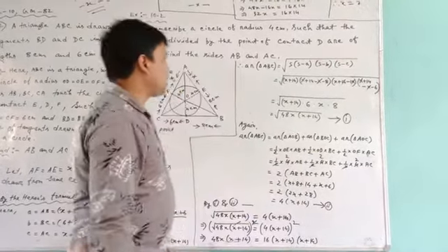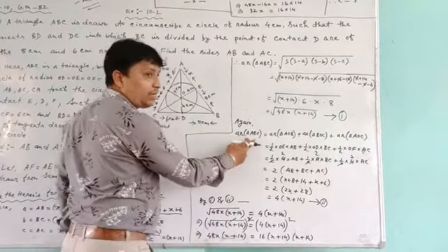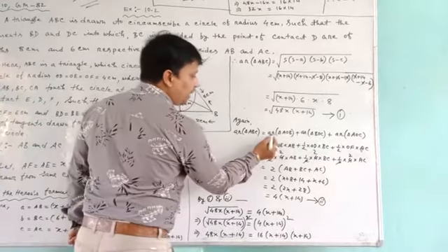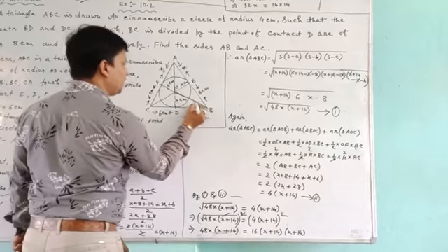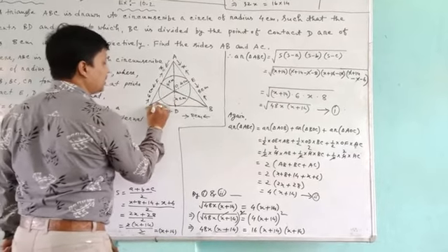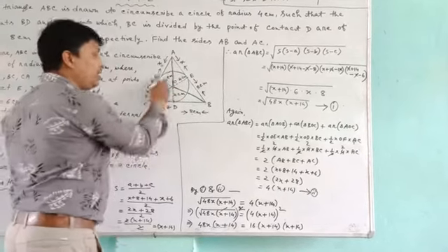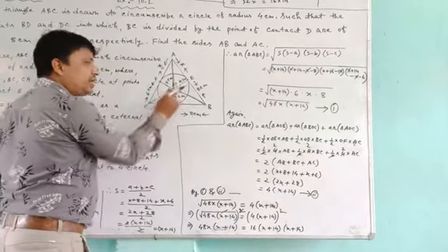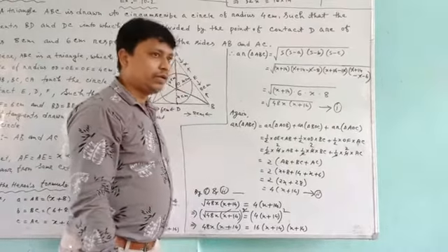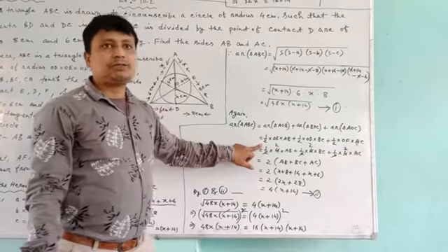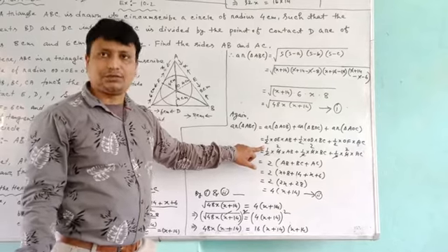Again, we will find the area of the same triangle by another process. The area of the same triangle ABC is the area of AOB plus the area of BOC plus the area of AOC. The sum of these three triangle areas is equal to ABC. There we have to apply the area of triangle formula: half into base into height, or altitude.